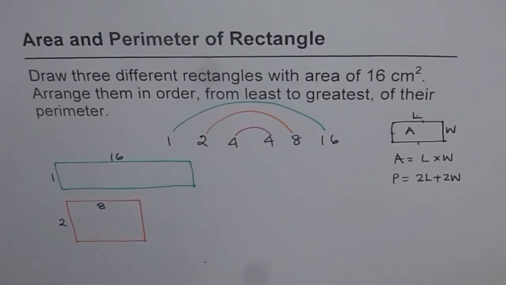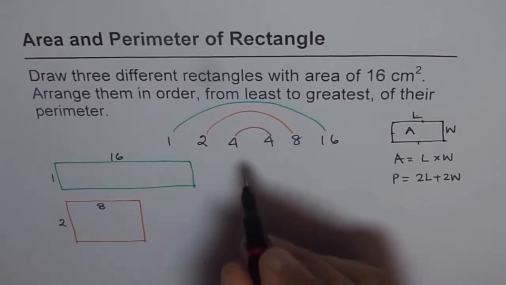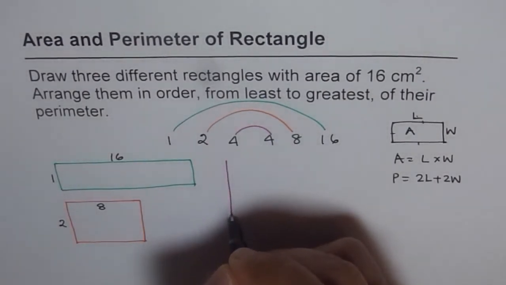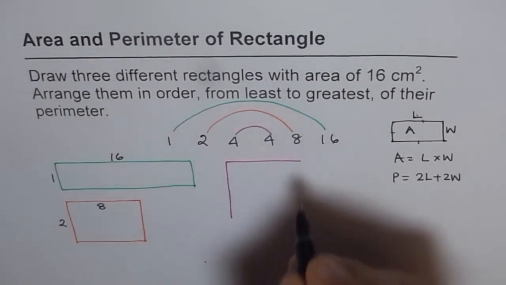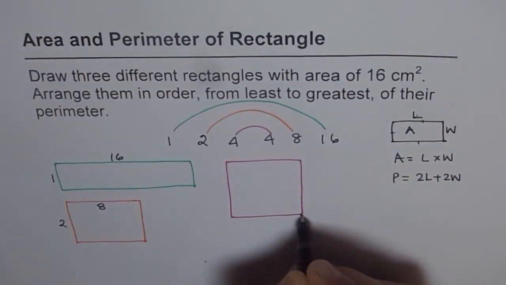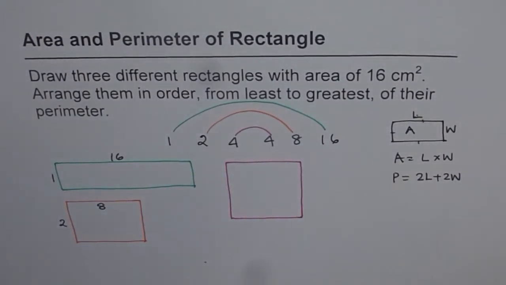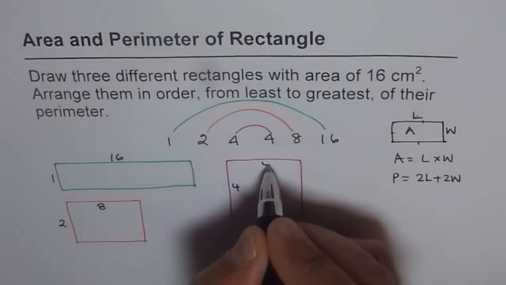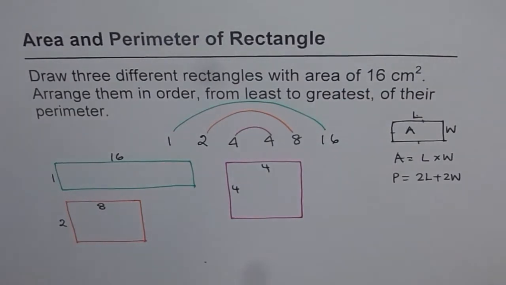How about the third one? Third one looks like a square. Yes, it is. All sides are equal, 4 and 4. So let me draw this square here. So we have 4 and 4. So length and width are same. So that becomes my square, and the sides for square are 4 and 4. Correct? So I do have 3 rectangles, and area of each one of them is 16.